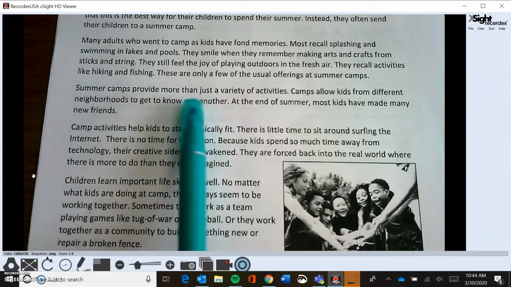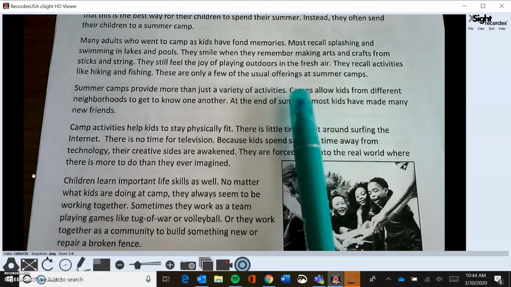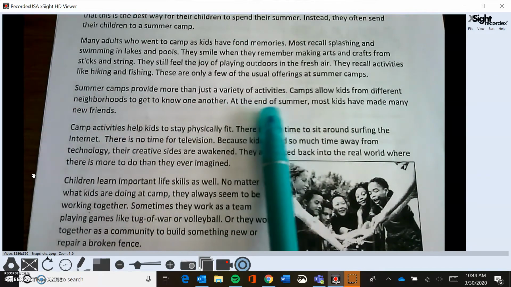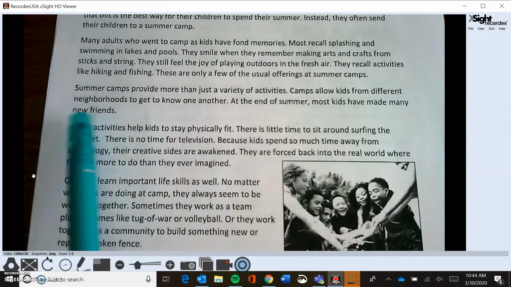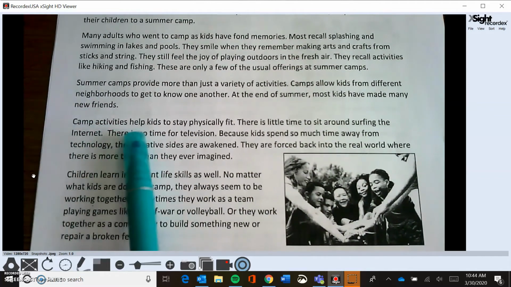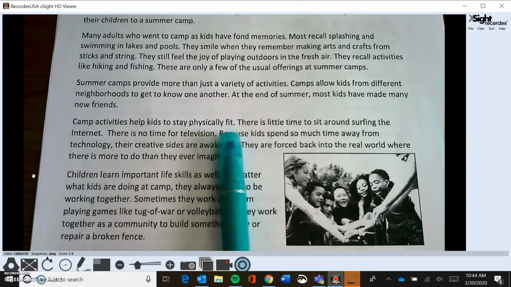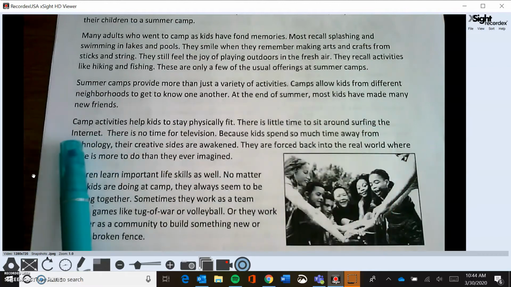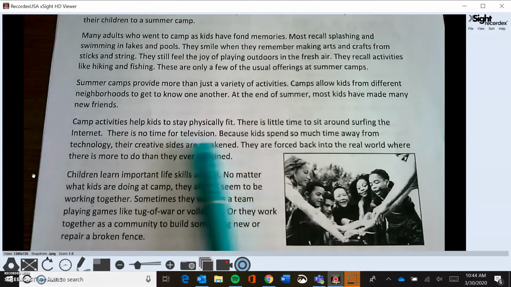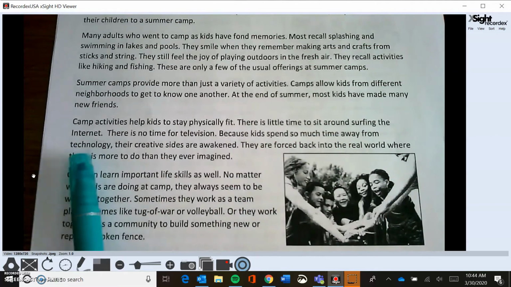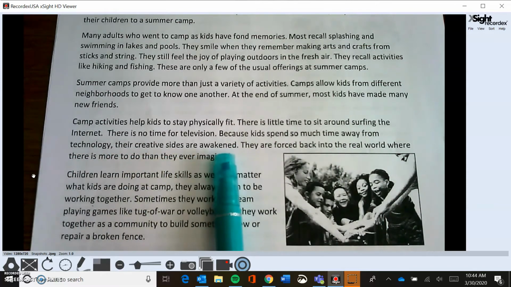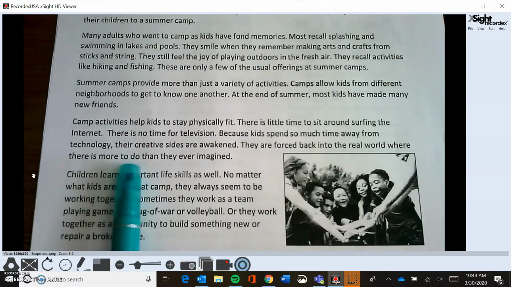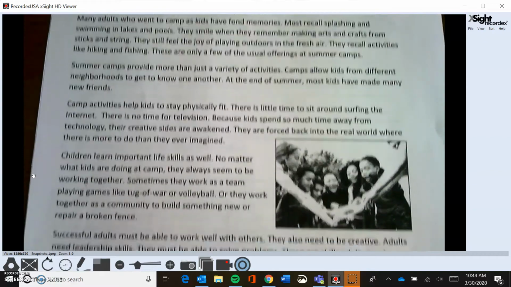Summer camps provide more than just a variety of activities. Camps allow kids from different neighborhoods to get to know one another. At the end of summer, most kids have made many new friends. Camp activities help kids stay physically fit. There is little time to sit around surfing the internet. There is no time for television. Because kids spend so much time away from technology, their creative sides are awakened. They are forced back into the real world, where there is more to do than they have ever imagined.